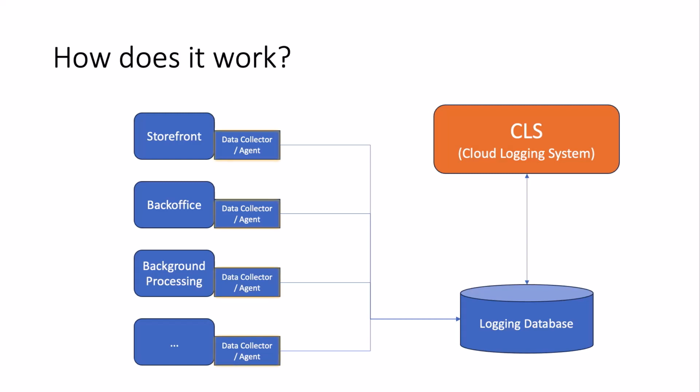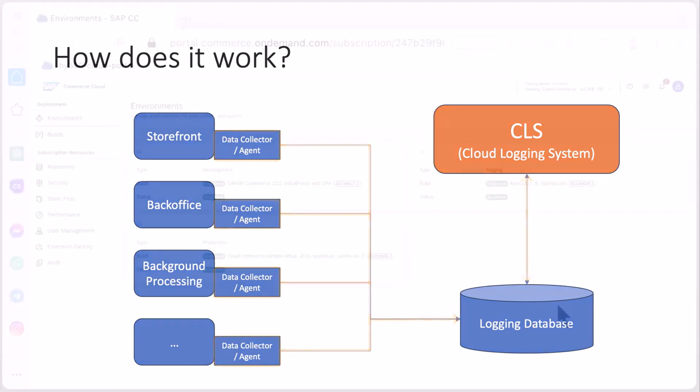Out of the box, predefined data collectors, or agents, are installed on all the services, including the storefront, back office, background processing, Apache servers, Solr servers, etc. The predefined agents are continuously collecting all service-related logs, which are sent to the underlying database. That database is then made available to the CLS.